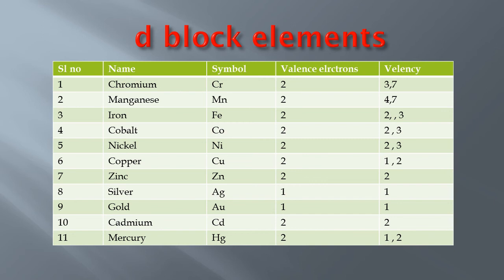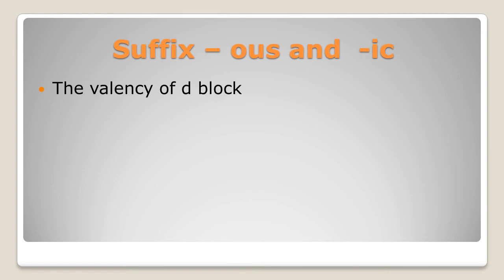See the connection between valence electrons and valency. In most of them it is 2, and in addition they have another valency also. Some elements like chromium, manganese and all have 3 and 7 or 4 and 7, and they also have the valency 2 in some compounds. The suffix OUS and IC. Because these D block elements form many compounds, it is necessary to differentiate one from the other. So, the valency of these D block elements varies in different compounds.